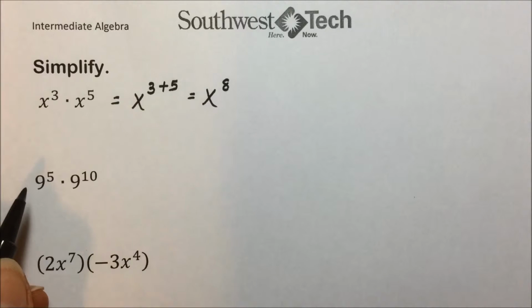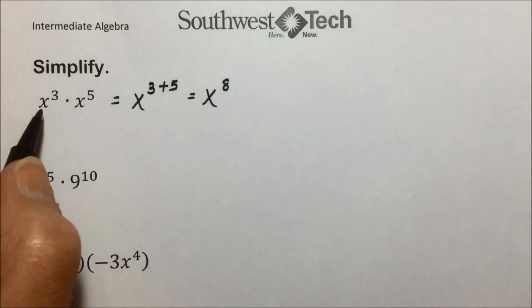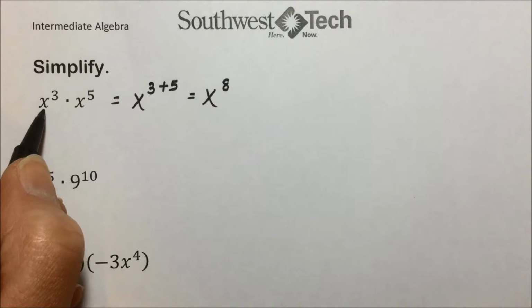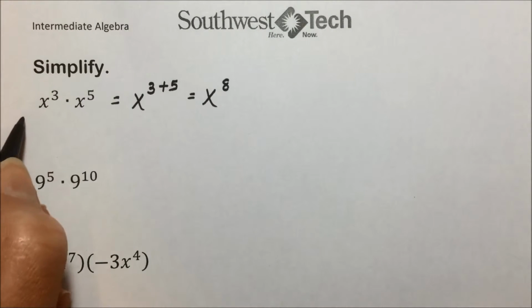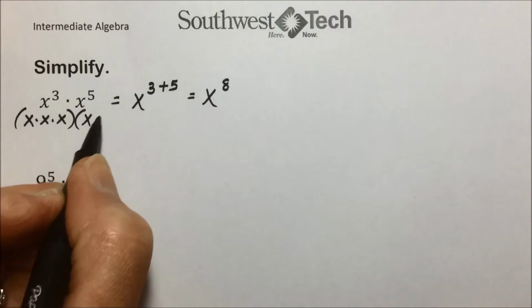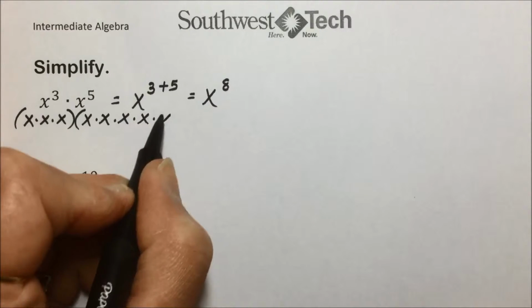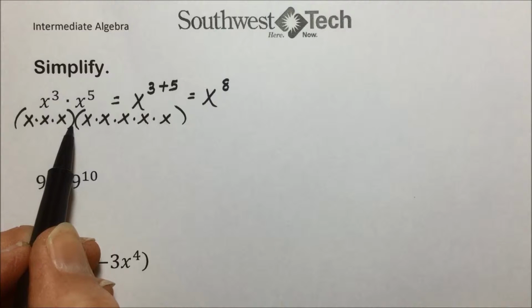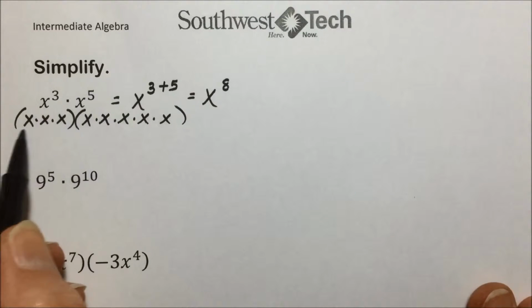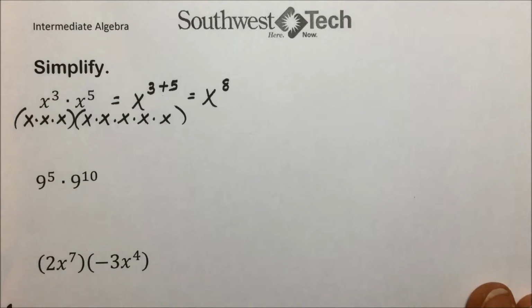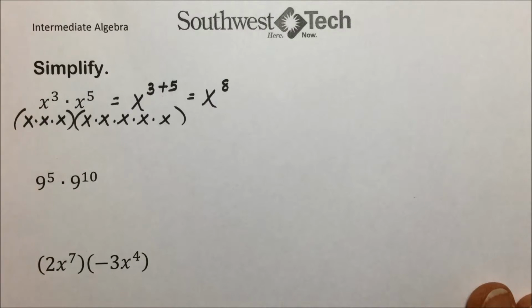If at some point you're not convinced that this is correct, we can always take the time to translate this into the expanded form. X to the third is x times x times x. X to the fifth is 5 x's multiplied together, and then simplify from there. The parentheses have no effect, so we have multiplication of 8 x's together, which we would write as x to the 8th power.